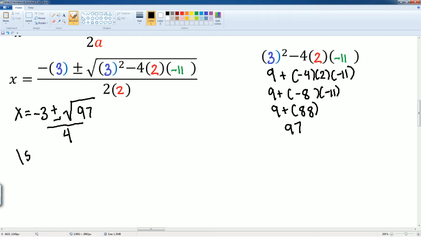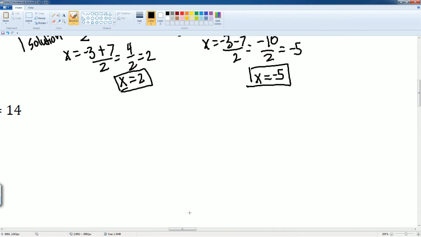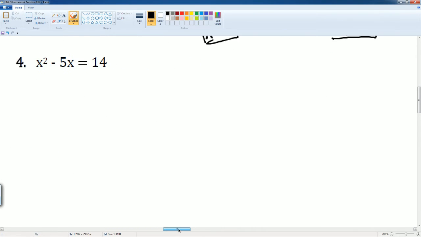So the first solution will be x is equal to negative 3 plus square root 97 over 4. And your second solution would be x is equal to negative 3 minus square root 97 over 4. There you go. All right, let's do the next one. Yep, let's do 4.